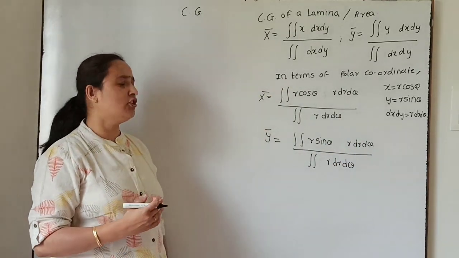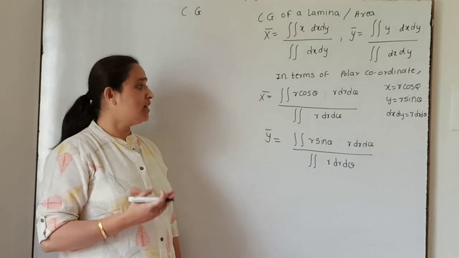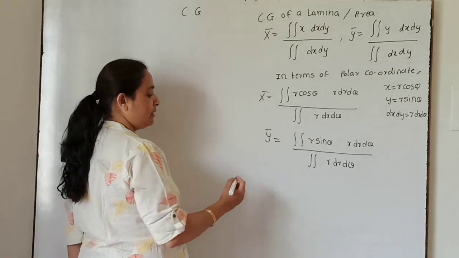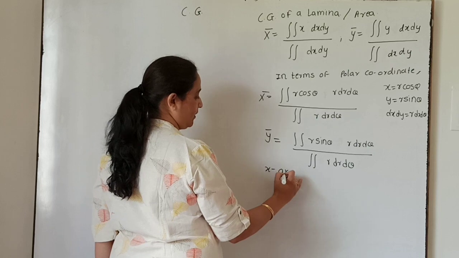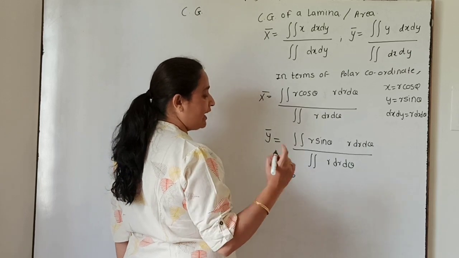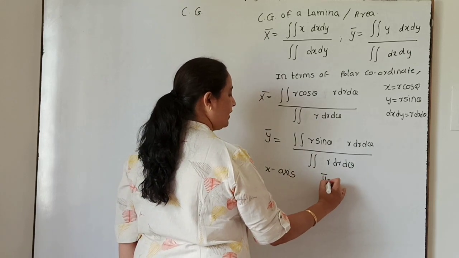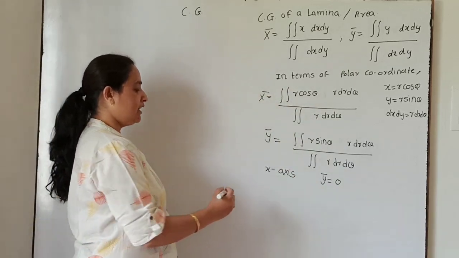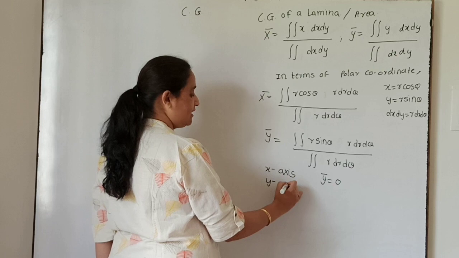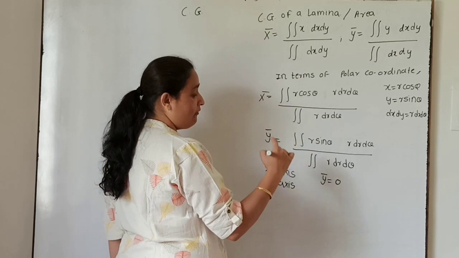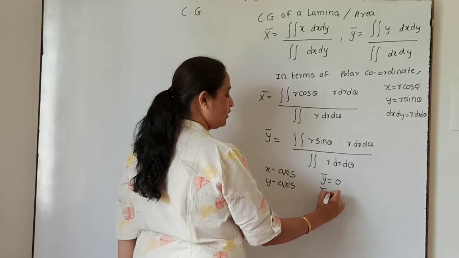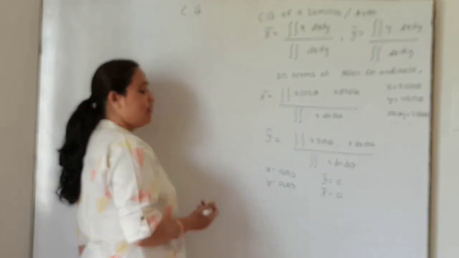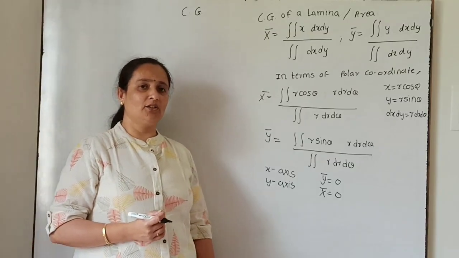While finding the center of gravity, we are going to consider symmetry also. Suppose the curve is symmetric about the x axis, then its center of gravity will lie on the x axis. So we can write y bar is equal to 0. Vice versa, if the curve is symmetric about the y axis, its center of gravity will lie on the y axis, and on the y axis we know that x is equal to 0. So we can assume directly x is equal to 0.